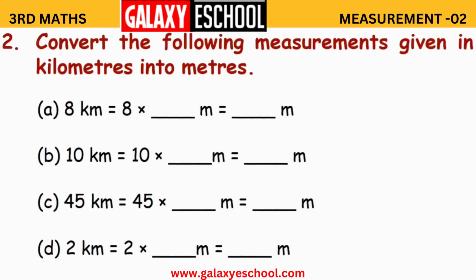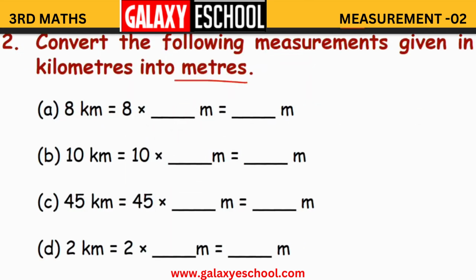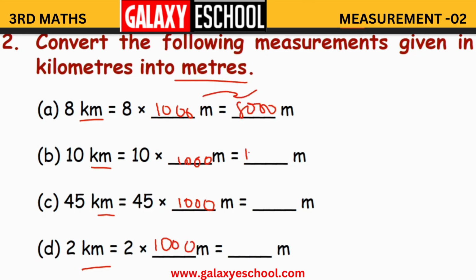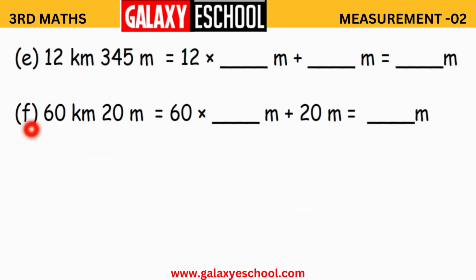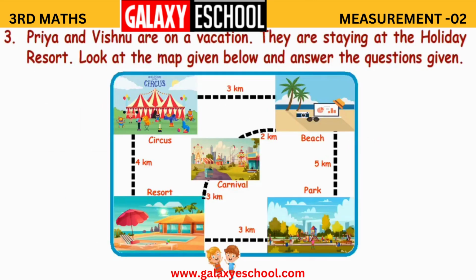Again a similar question here, children. Convert the following measurements into meters. What should we do here? All the questions are given in kilometers. So we have to multiply the given measurements by 1000, and then we'll get the answer in meters. That is 8000, 10,000, 45,000 and 2000 meters. Yes. Now here are a few more examples. I hope you can solve these at home.